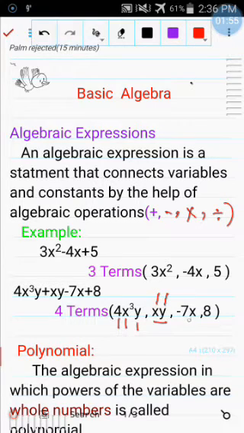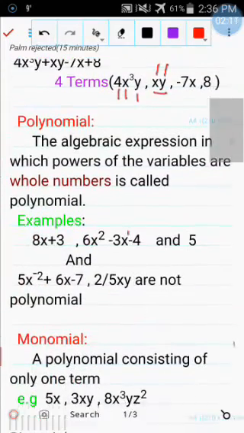Similarly, -7x consists of two factors. The first factor is -7 and the second factor is x, and the term 8 consists of only one factor. Next, we will discuss polynomial.